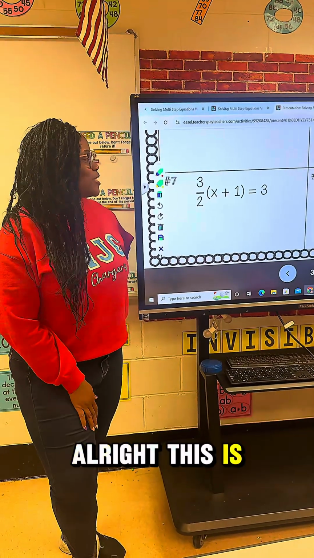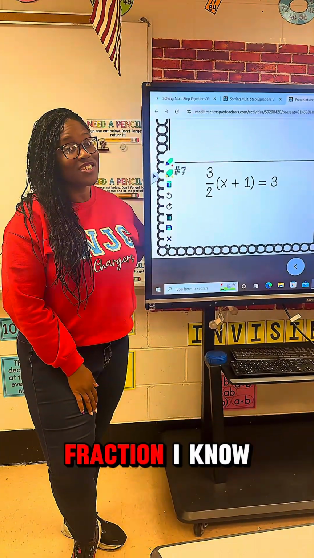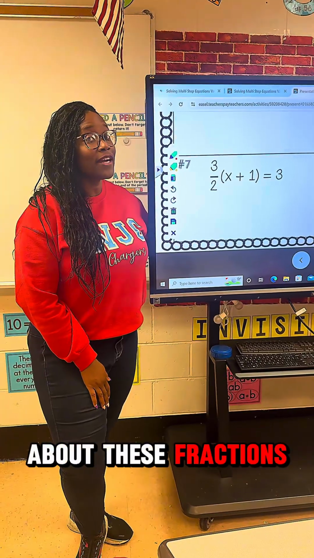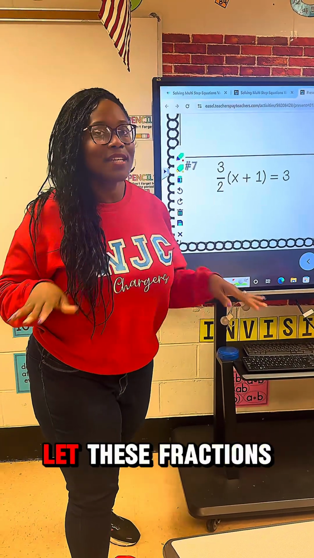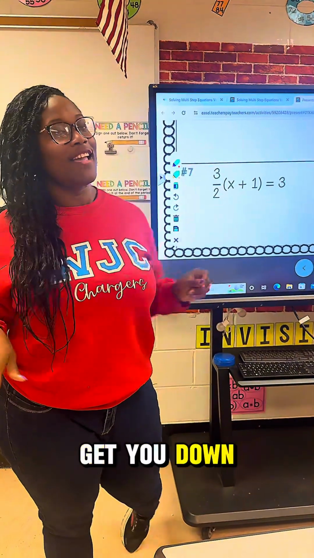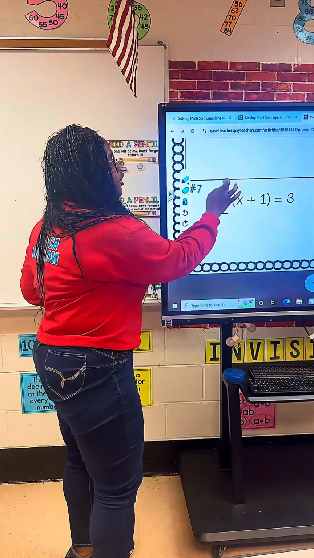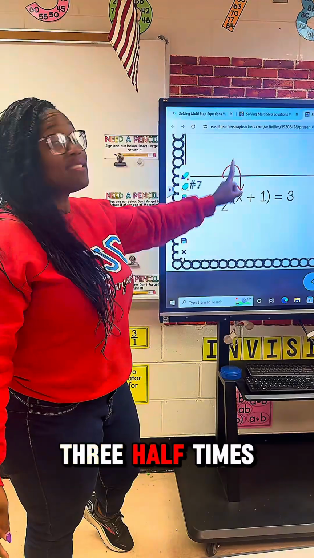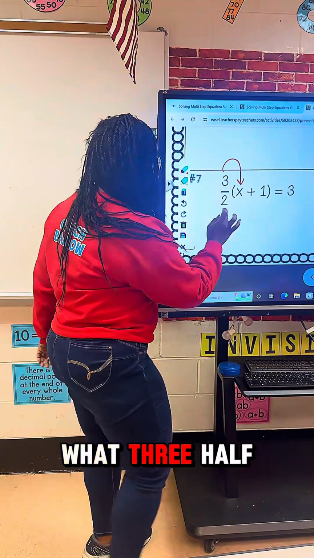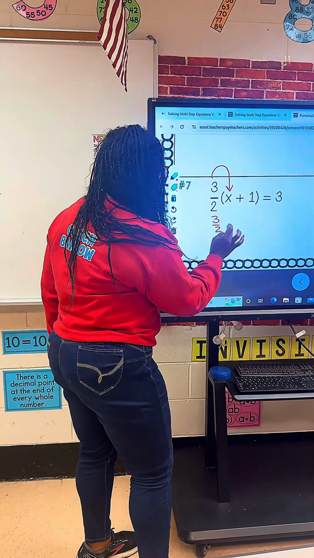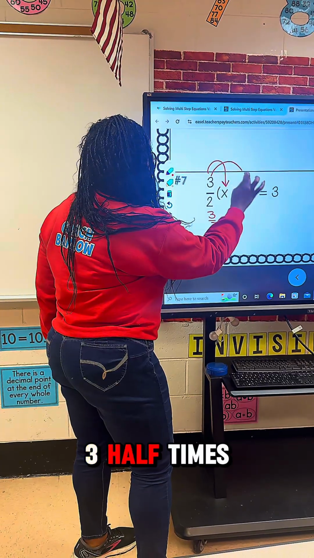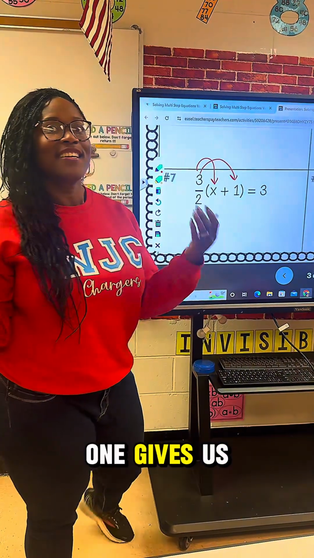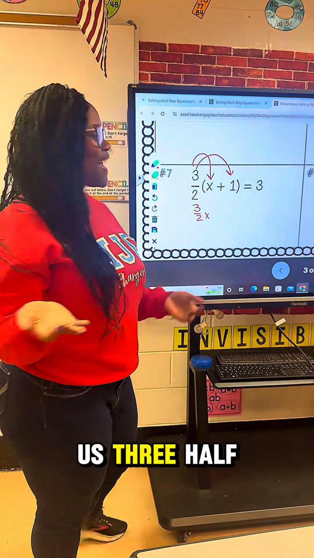All right, this is problem number 7. It has a fraction. I know how y'all feel about these fractions, but listen, don't let these fractions get you down. Let's look at this. 3/2 still has to be distributed. 3/2 times x gives us what? 3/2 x. 3/2 times 1 gives us what? It gives us 3/2.